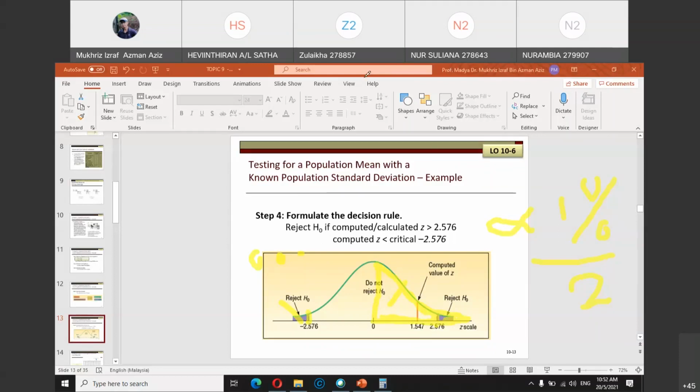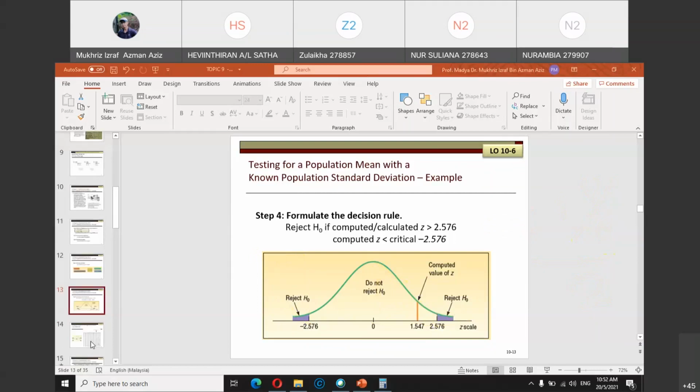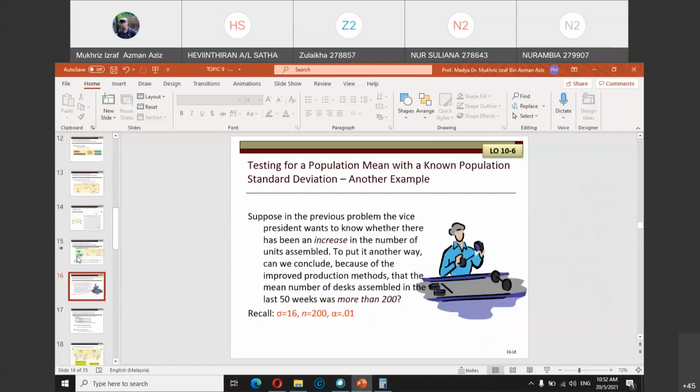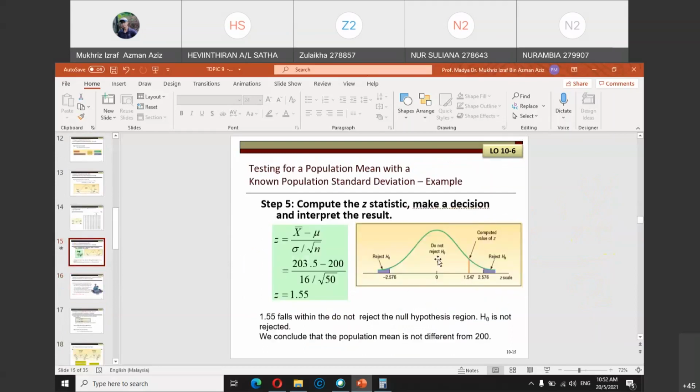So once you have performed the calculation, 1.55 is clearly outside the area of rejection. If this value, let's say, is 2.6, for example, 2.6 is bigger than 2.576, meaning it should be inside the area of rejection.